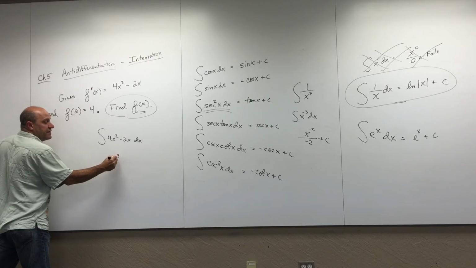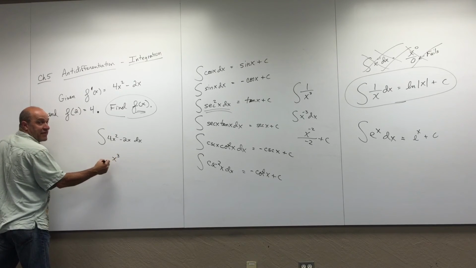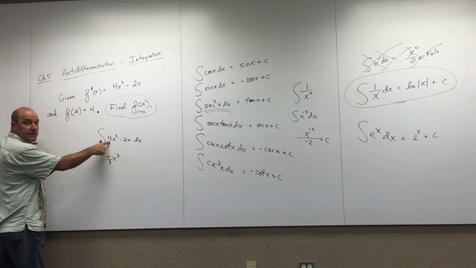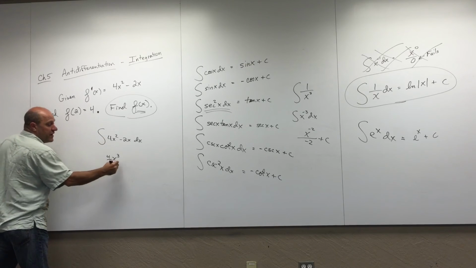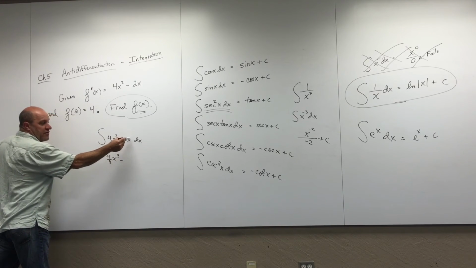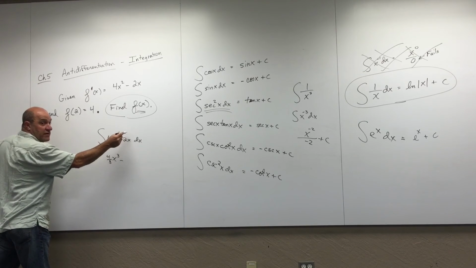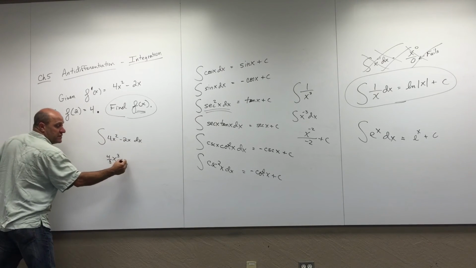X cubed divided by 3. Can I call it 4/3 x cubed? That's how I talk. 4/3 x cubed. What about this guy? X squared divided by 2. That's cool. When you divide by 2, it cancels. Plus c.